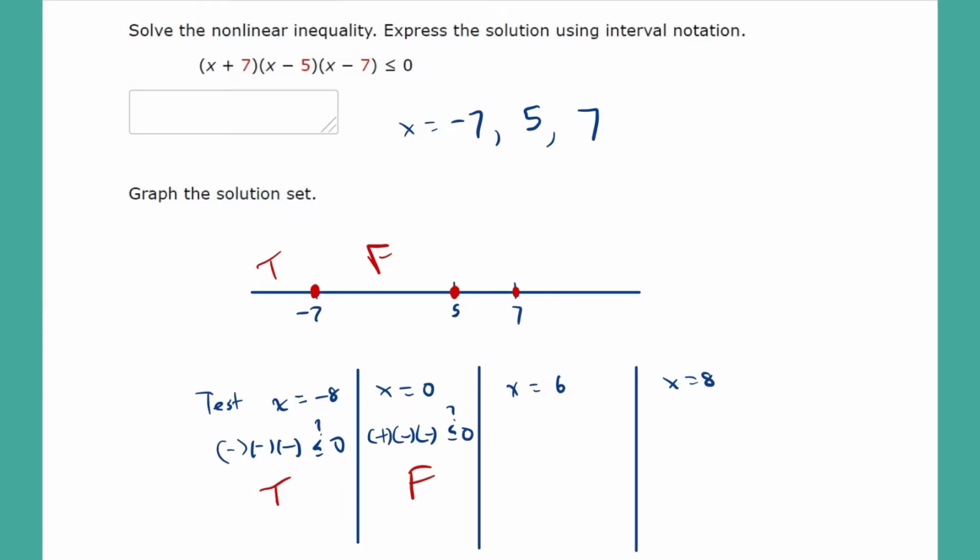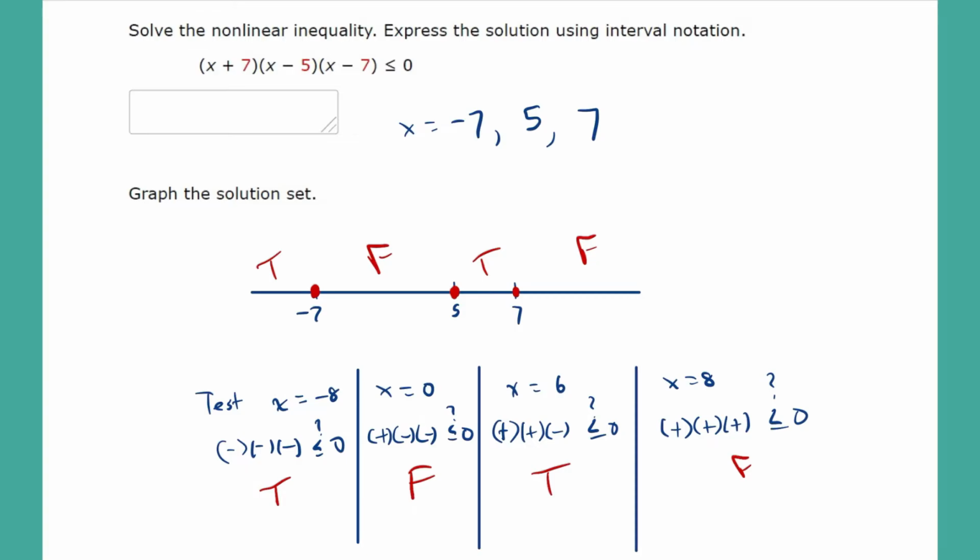All right, the next one is 6. So 6, 6, and 6, that would be positive, positive, negative. Positive times a positive times a negative. That is false again, because actually no, this is true, because you're going to have a negative is less than or equal to 0, is true. And for the last one, 8, 8, 8, 8, you have positive, positive, positive, positives. Three positives make a positive, which is false for this one.